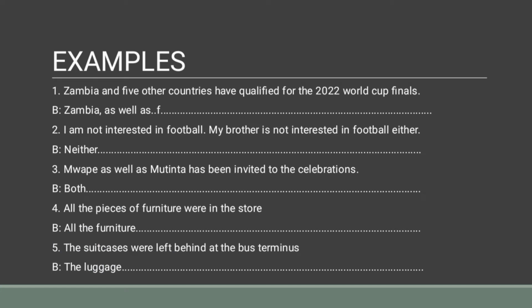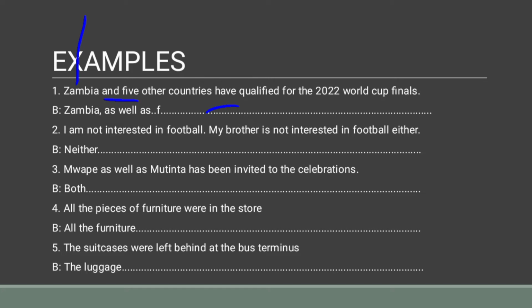Now, let us look at some of the examples here. Zambia and 5 other countries have qualified for the 2022 World Cup finals. Zambia and 5 other countries. Because of the word and here, this has become a compound subject. Hence, we use the word what? Have qualified for the 2022 World Cup finals.